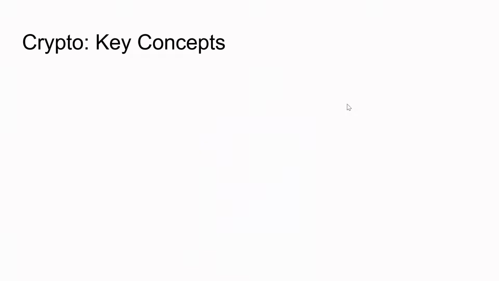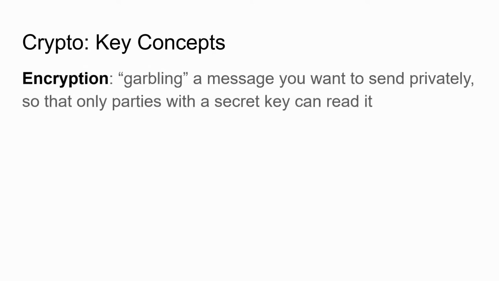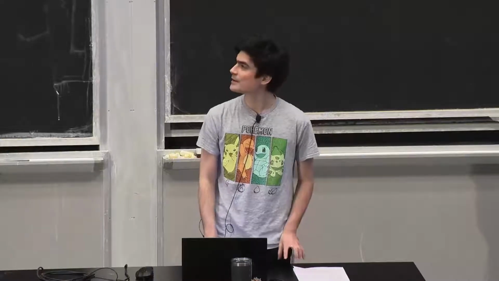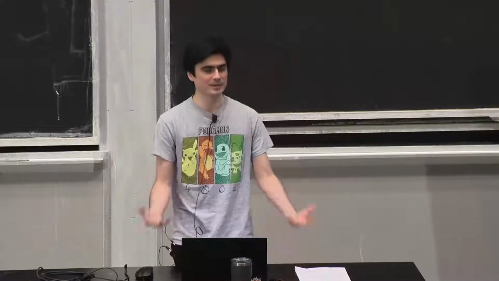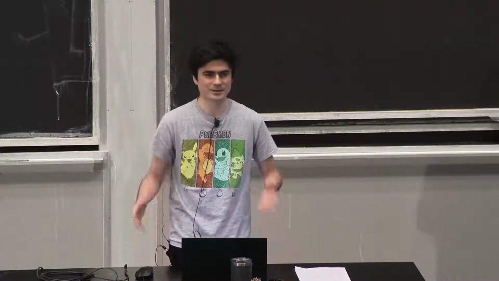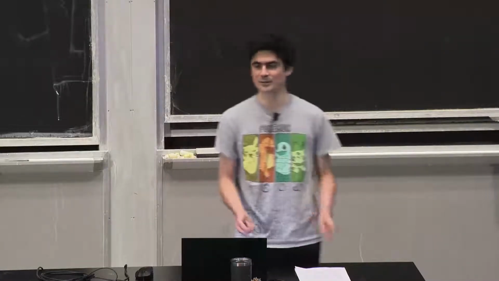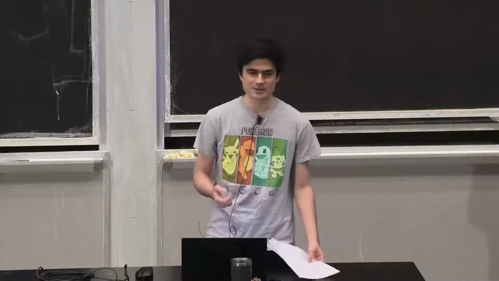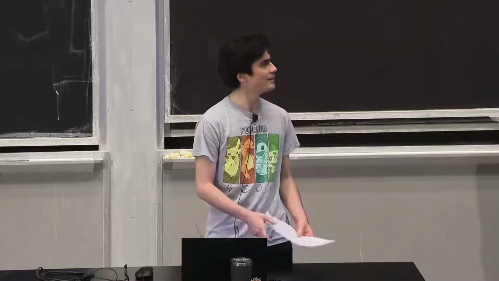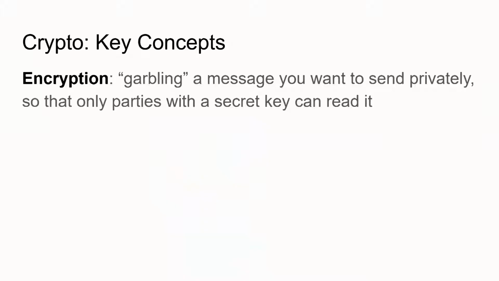So, key concepts in cryptography. The basic idea is that we're trying to send private messages. So we're going to want to, what we call, encrypt a message. This means just garbling it so that it looks like random noise, so only parties who share your secret key will be able to read it.